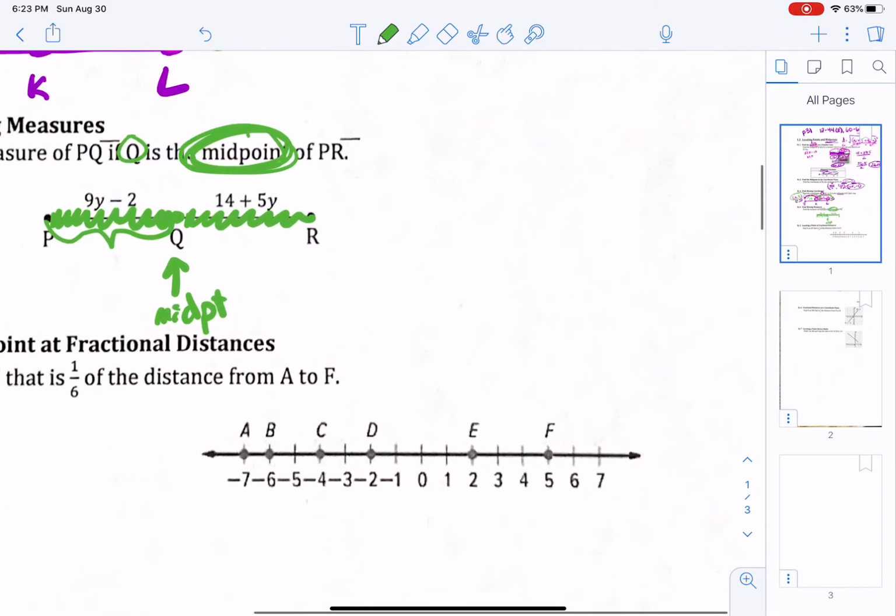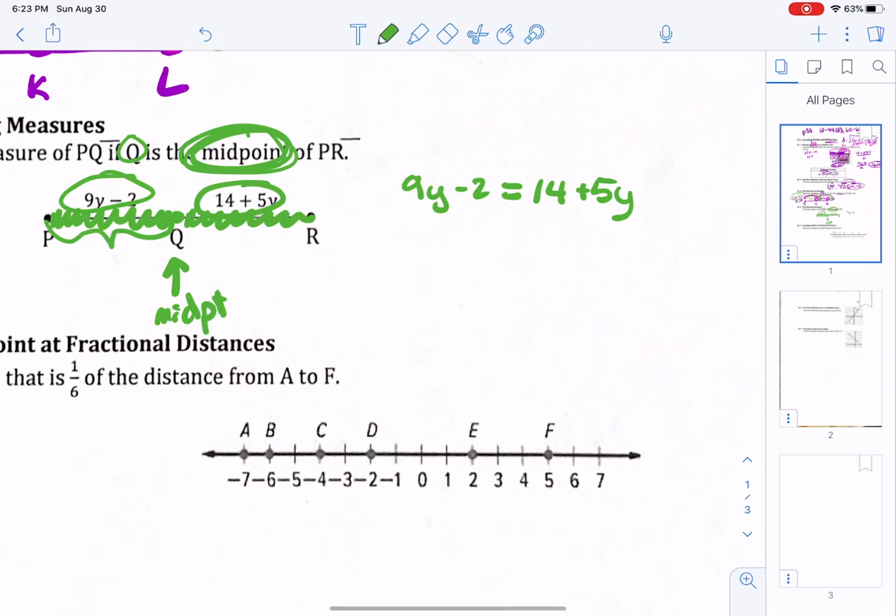And so what I can do is say 9y minus 2, which is this left side, is going to be equal to 14 plus 5y, which is this side, okay? They're exactly equal to each other because Q is exactly in the middle, okay? And then I just solve, so let's subtract 5y. And I'm going to add the 2 at the same time. So 9y minus 5y is 4y equals 16, divided by 4.